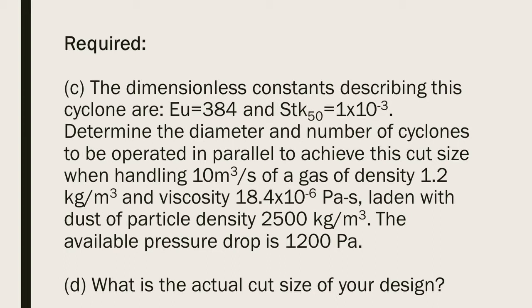The dimensionless constants describing this cyclone are the Euler's number being equal to 384 and the Stokes number being equal to 1 times 10 raised to negative 3. Determine the diameter and number of cyclones to be operated in parallel to achieve this cut size when handling 10 cubic meters per second of a gas of density 1.2 kilograms per cubic meter and viscosity 18.4 times 10 raised to negative 6 Pascal seconds, laden with dust of particle density 2,500 kilograms per cubic meter. The available pressure drop is 1,200 pascals. I forgot it's raised to negative 6 for the viscosity. And lastly, what is the actual cut size of your design?